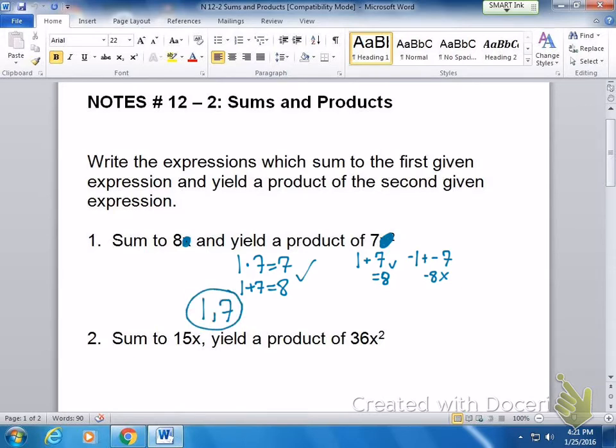So always start with the product. As you're going down and getting these factors and multiplying them together, add them at the same time, see if they give you the number you're looking for. So hopefully that helped a little bit. Let's go to the next one, see how it goes.